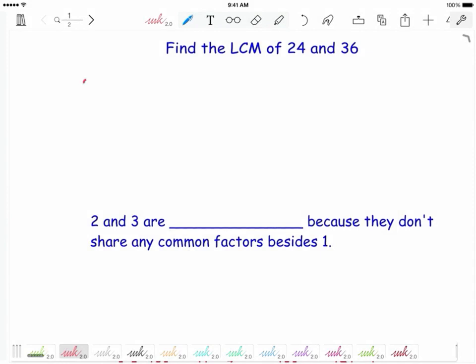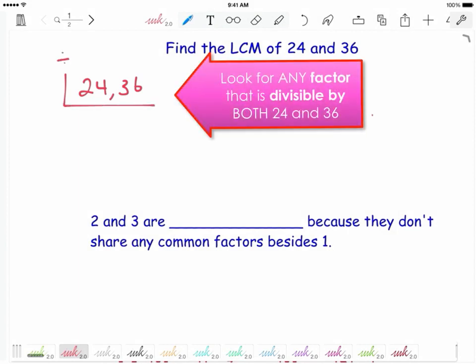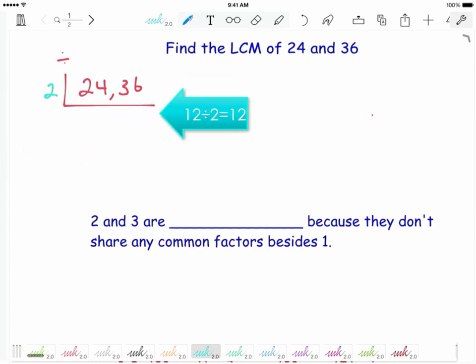To begin, write down 24 and 36 side by side inside the L shape. Then, you look for any factor that's divisible by both 24 and 36, such as 2. 24 divided by 2 is 12, and you write it down underneath 24. 36 divided by 2 is 18, which is also recorded underneath 36.